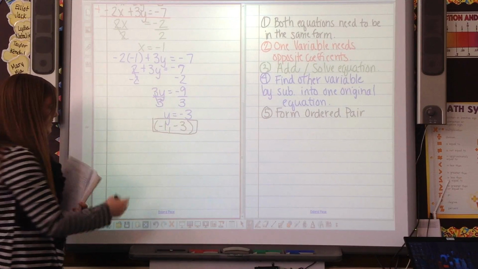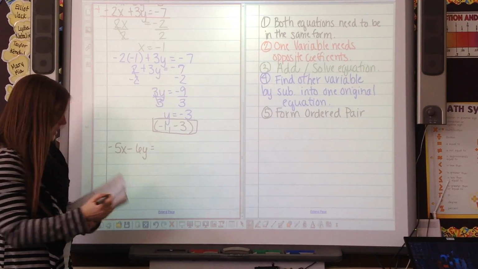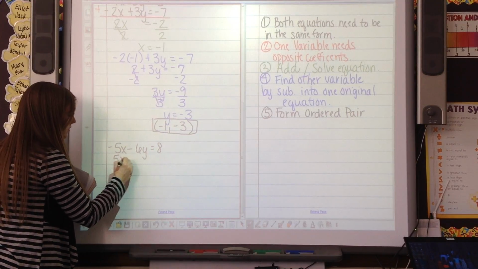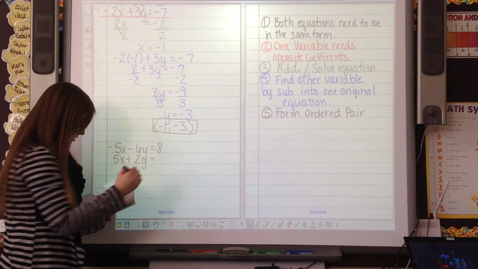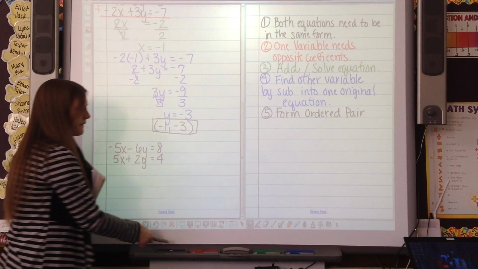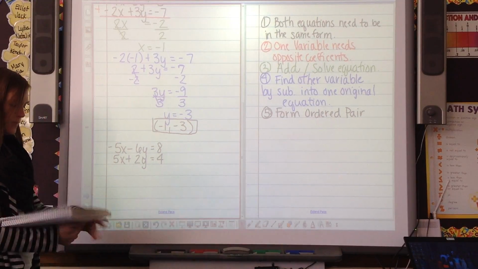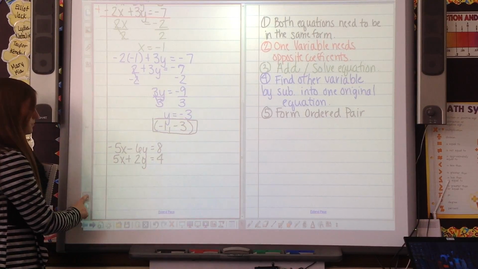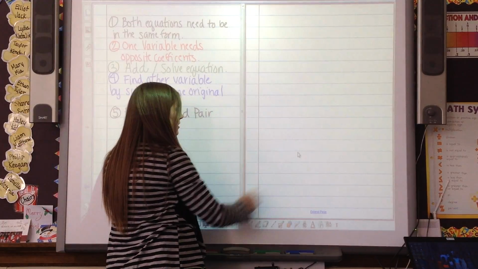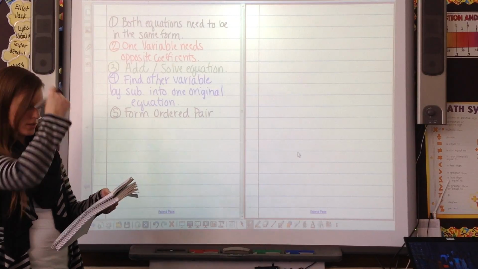Try negative 5x minus 6y equals 8, and then 5x plus 2y equals 4. Push pause and try that now. Okay. We're going to continue on with some hard problems. In these problems, you're going to have to find the opposite coefficients.